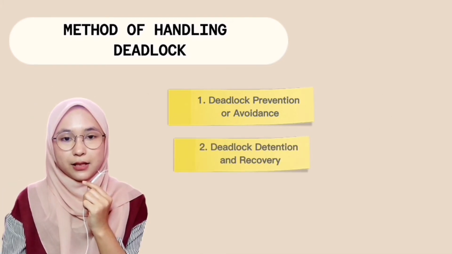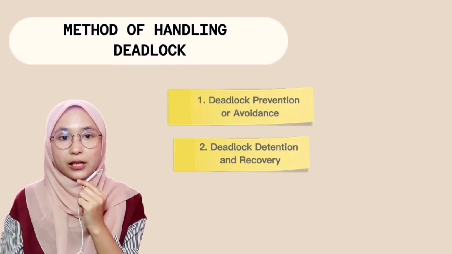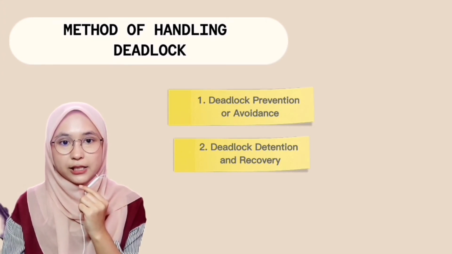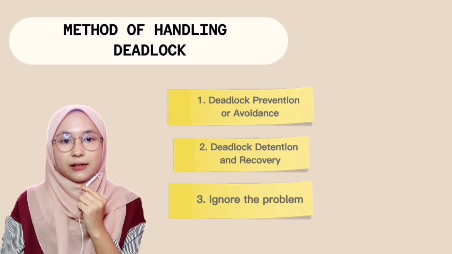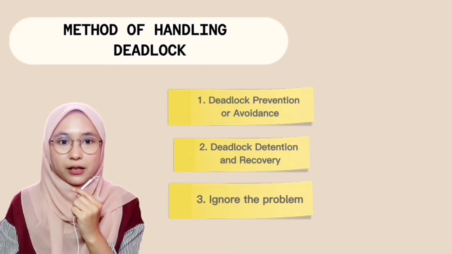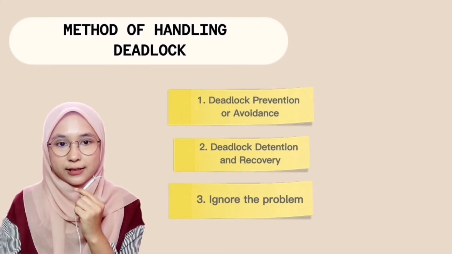Second method is deadlock detection and recovery. In this method, we let the deadlock occur, then we do preemption to handle the deadlock. And the last method is to ignore the problem. This happens if the deadlock is very rare, then we let it happen and rebuild the system.